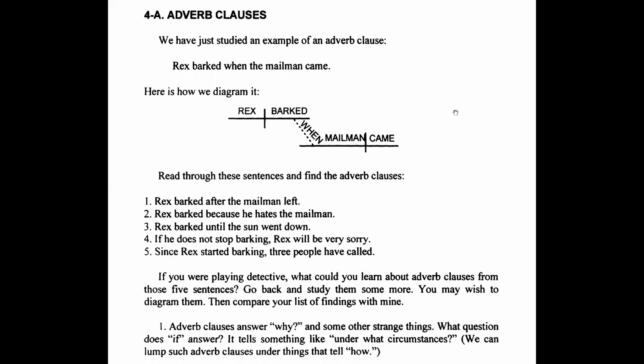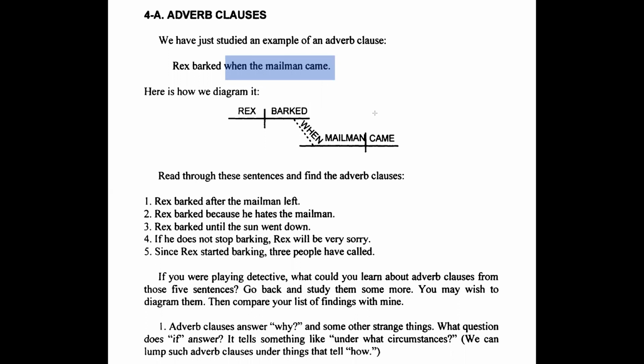So now we're going to go over adverb clauses. And adverb clauses are probably the easiest of the dependent clauses, and the easiest of the clauses out of all of them is the independent clause. And we've already seen one example of this. Rex barked when the mailman came. The dependent clause here, the one that cannot stand alone, is when the mailman came. We also see that this dependent clause answers the question when, and so it's an adverb.